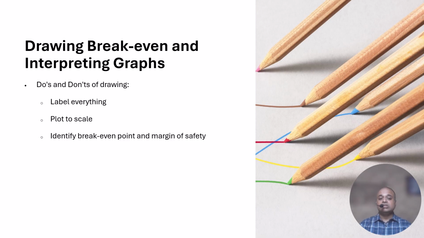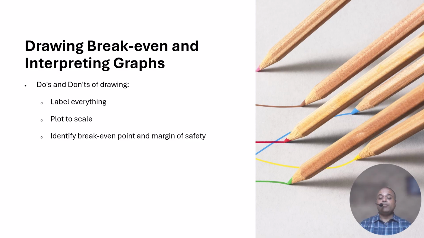Use actual figures if a scale is provided. Plot to scale. If you are given numbers, use proper intervals. Don't just eyeball it. A graph that isn't to scale might look nice but can cost you marks. Draw three lines clearly. Fixed cost, horizontal; total cost starts at fixed cost and slopes upward. Revenue starts at zero and slopes upward steeper than total cost. Highlight the break-even point where total revenue equals total costs.